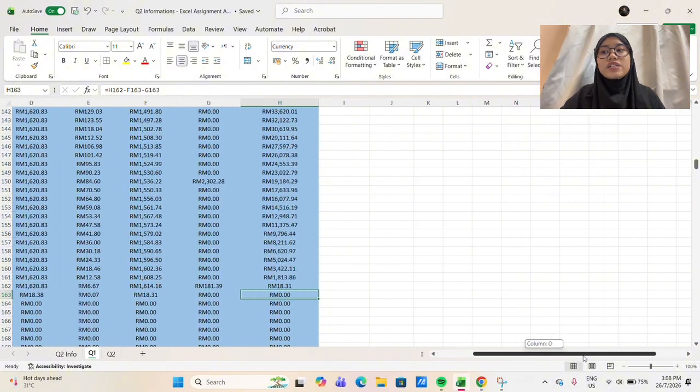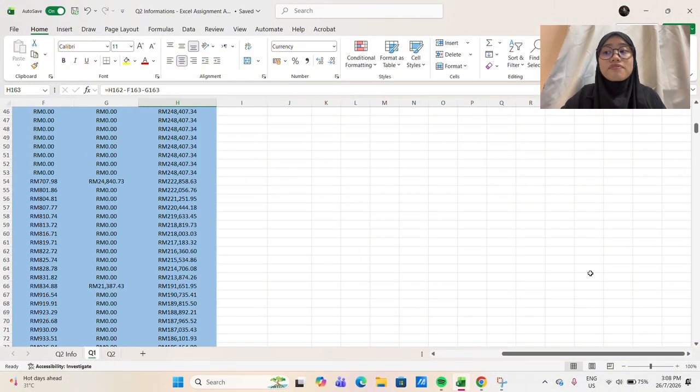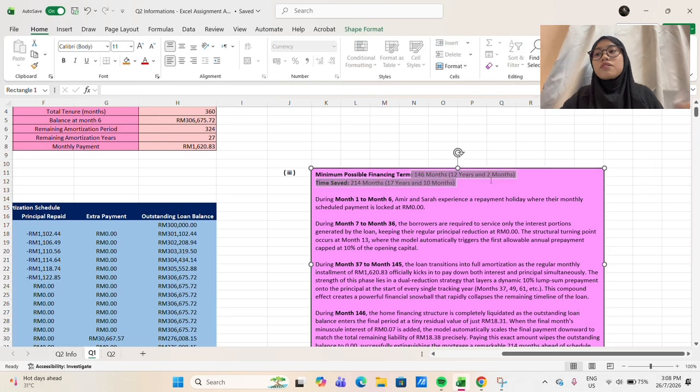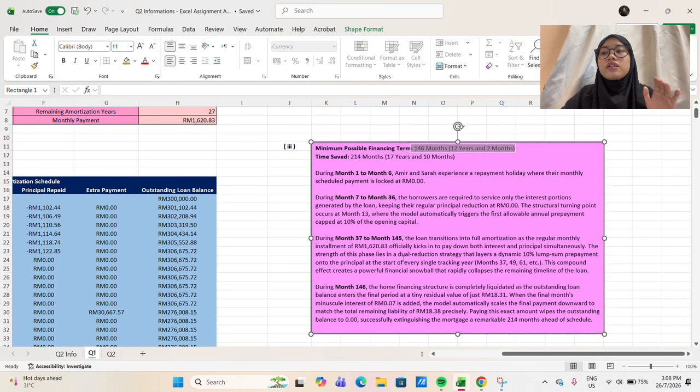So by applying this strategy, Amin and Sarah shortened their financing term from 360 months, which is 30 years, to just 146 months, which is 12 years and 2 months, saving 240 months, nearly 18 years of payments.